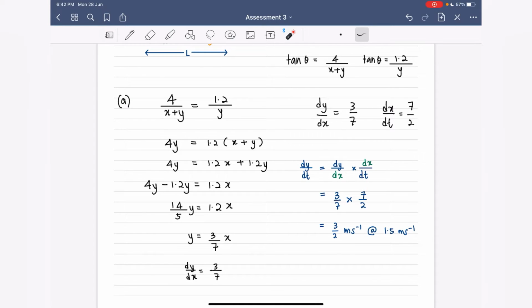So we can find the dy/dt using the chain rule. So this is dy/dt, and here we take the dx here. So we can find the value for the dy/dx. So the dy/dx is 3 over 7, and dx/dt is here 7 over 2. So 3 over 7 times 7 over 2 will get 3 over 2 meter per second, or 1.5 meter per second. So here is the dy/dt.